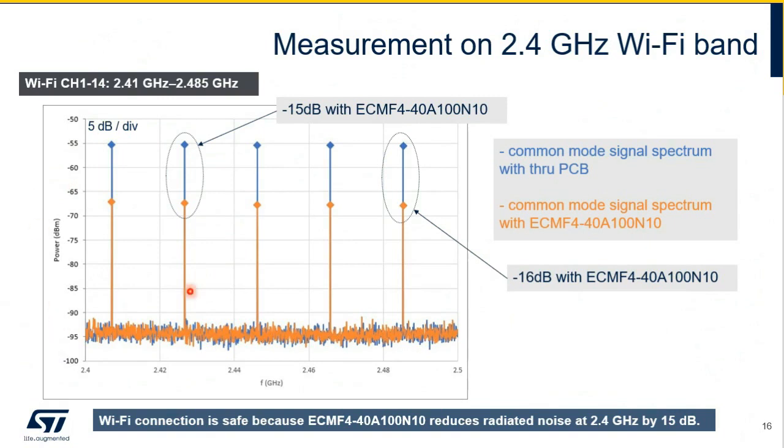Spectral lines in blue on this chart are measured between 2.4 and 2.5 GHz and represent the common mode signal measured on the spectrum analyzer with a through PCB. On the other hand, the orange spectral lines show the common mode signal with ECMF4-40A110. As we can see, we have a good attenuation of 15 dB on all the Wi-Fi 2.4 GHz band. This is in line with our filter specification, which shows a common mode attenuation of minus 15 dB at 2.4 GHz.